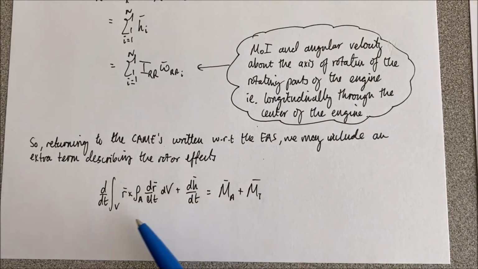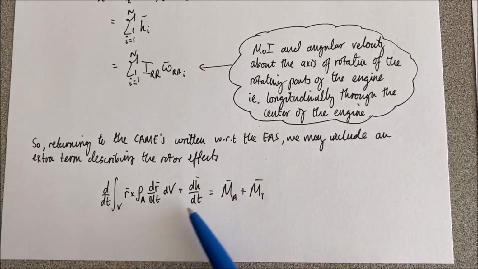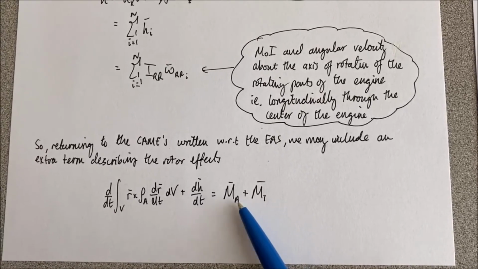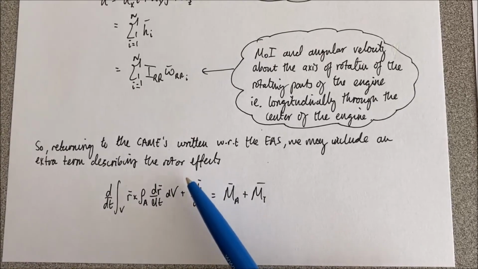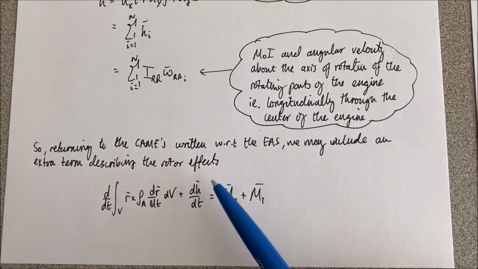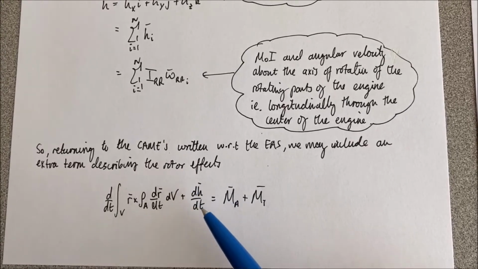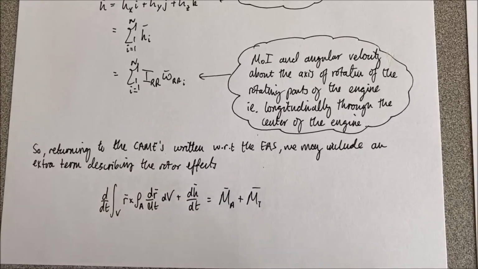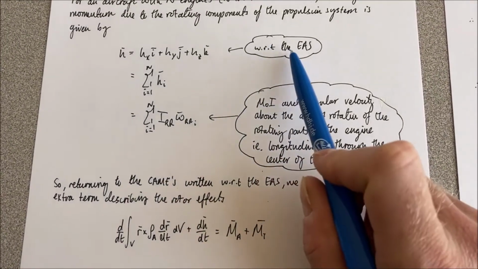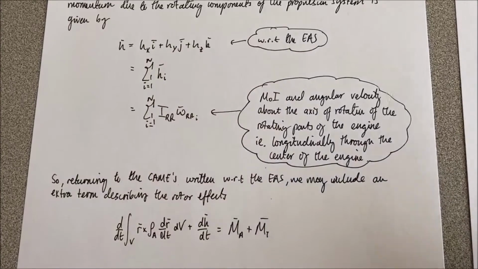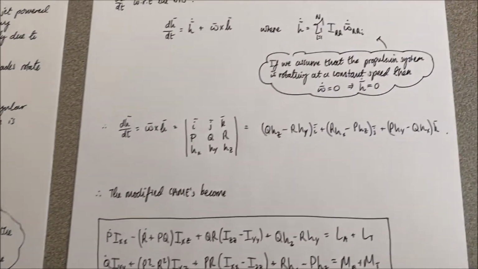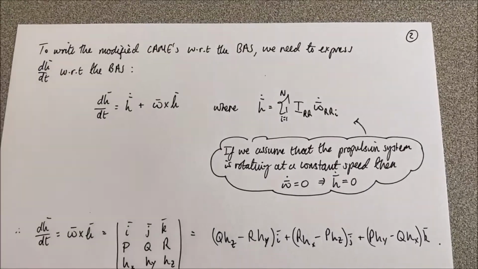So you remember this is what we had before, equals these moments on the right hand side, the aerodynamic and thrust moments, but now we have this extra term here which describes the angular momentum terms due to the rotating parts of the engine. However, as we just said, this is with respect to the Earth axis system, so again we need to go ahead and write that in terms of the body axis system. So we use the same expression as we did before.